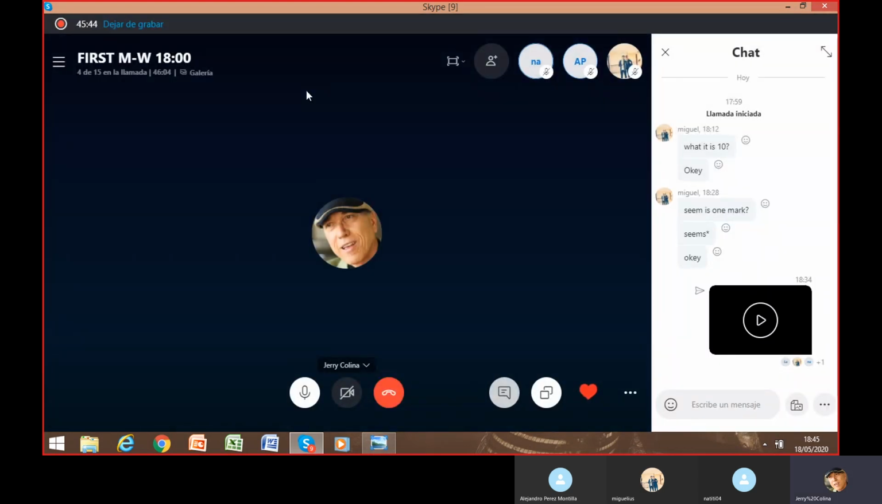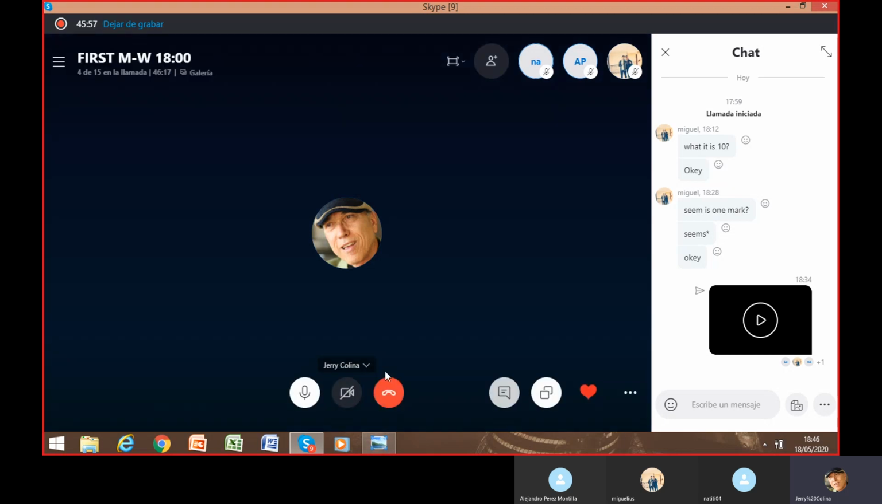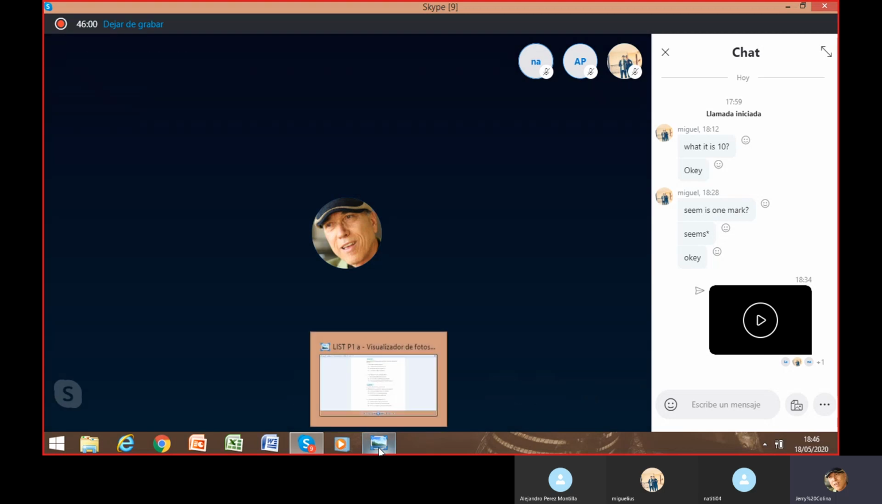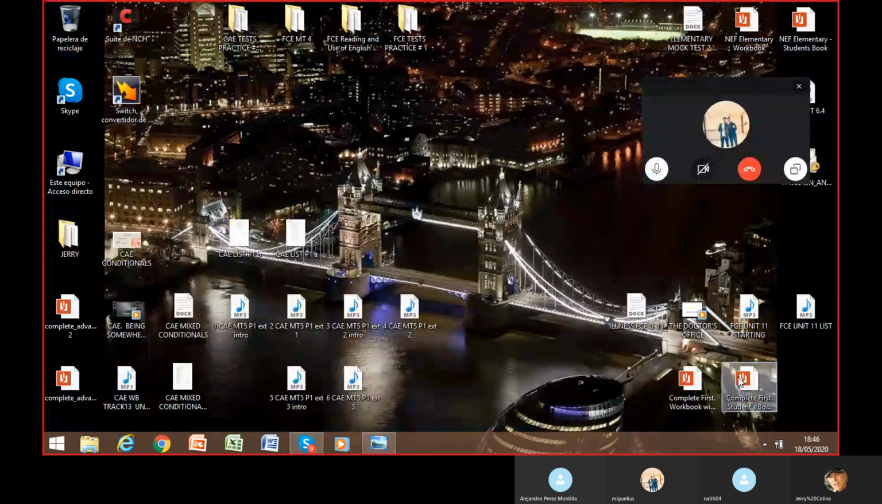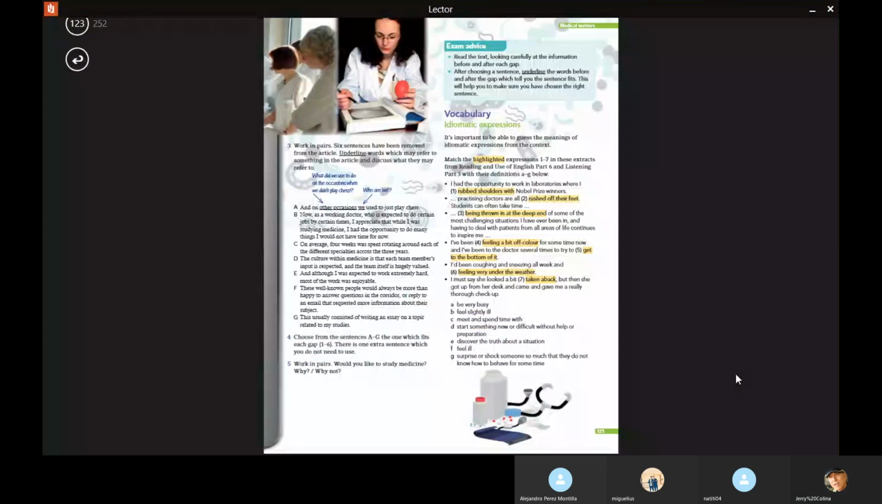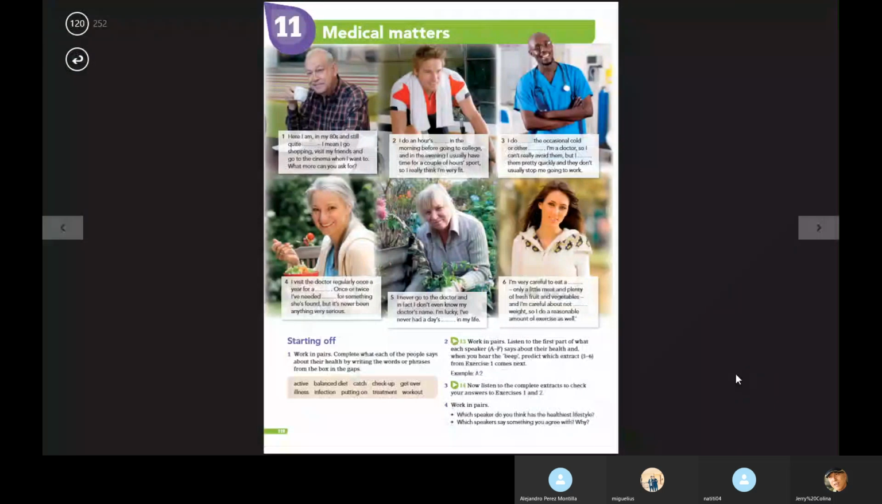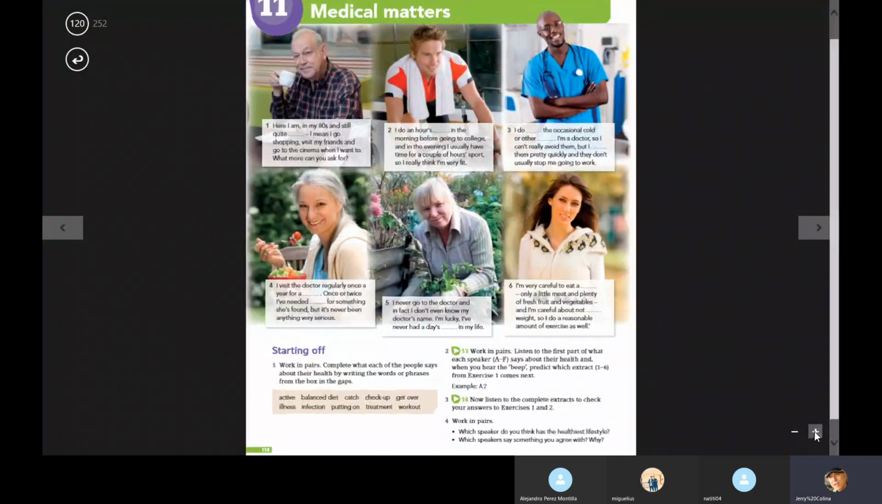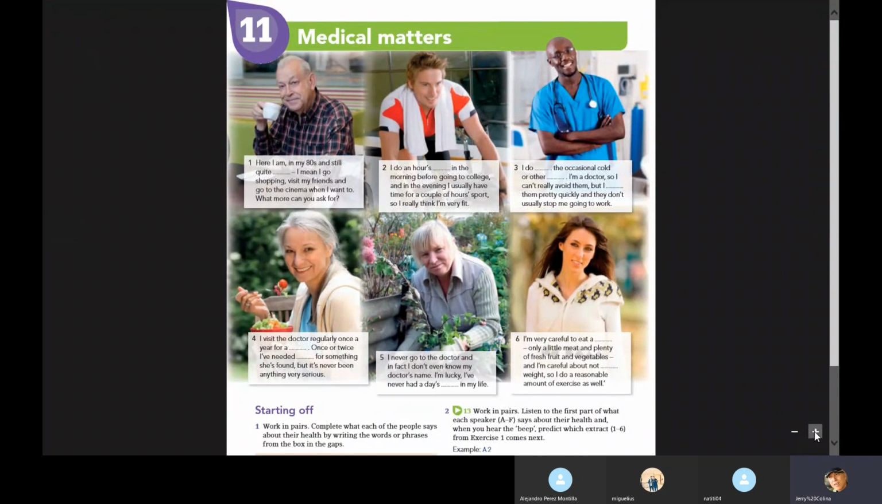See that? This is the topic of unit number 11 in our case, not 12. In our case it is unit number 11, page number 118. So please, let's go to page 118. Page 118. The title is Medical Matters.